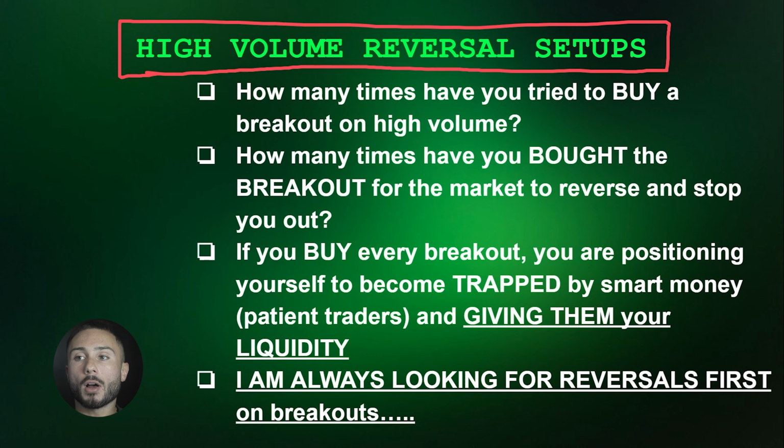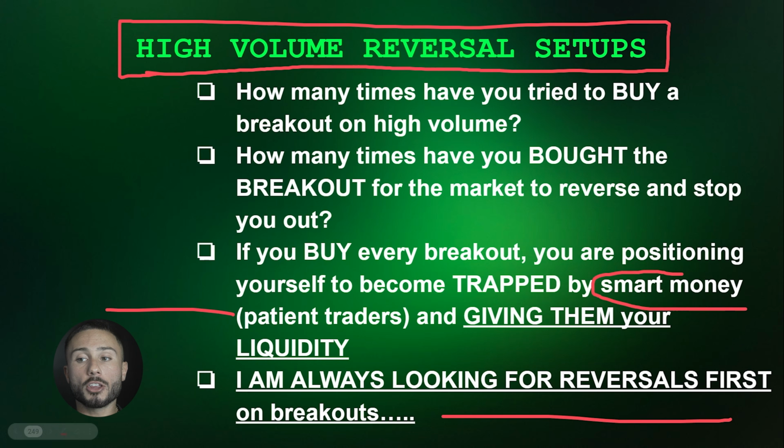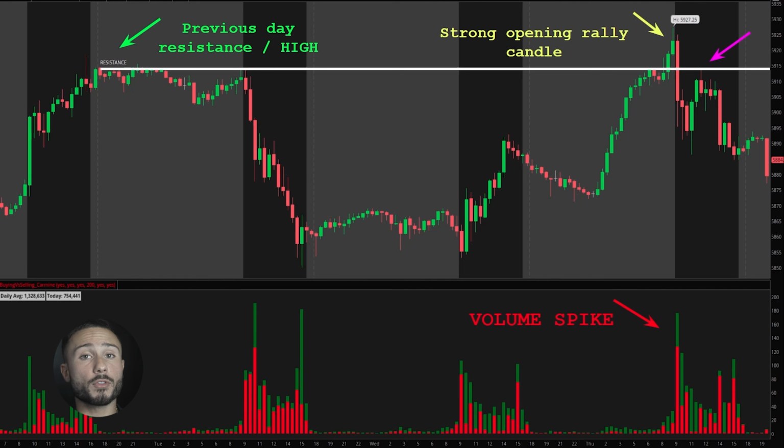In this example of the high volume reversal setups, again, I'm always looking for reversals first on breakouts because I don't want to be giving my liquidity away to other traders who are patient or smart. I want to be the one who's smart and patient, so I can use other retail traders who are struggling or impatient. I can use their volume, or their order flow, to my advantage. When they are buying, I could be selling, especially above a resistance level.